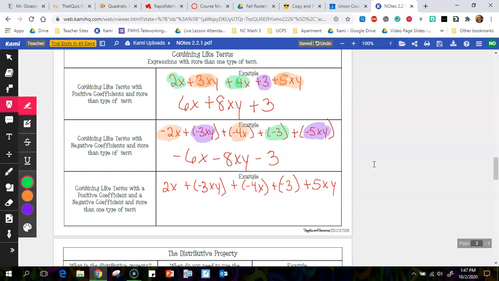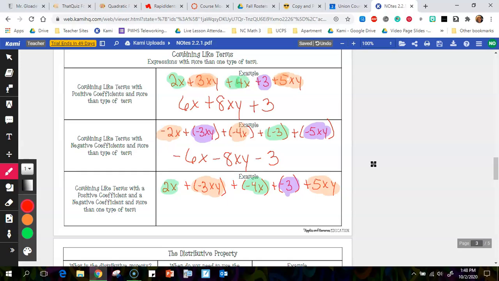All right, and then the last one, we have 2x and negative 4x this time, negative 3xy, positive 5xy, and then our negative 3 is our constant. So let's see, this time it's 2x minus 4x, that's negative 2x. This negative 3 plus 5, that's positive 2. And then minus 3 for that one.